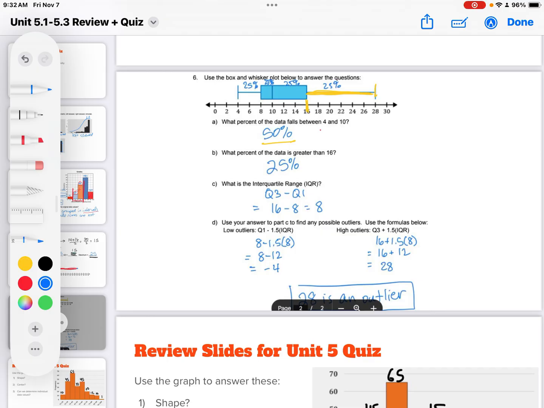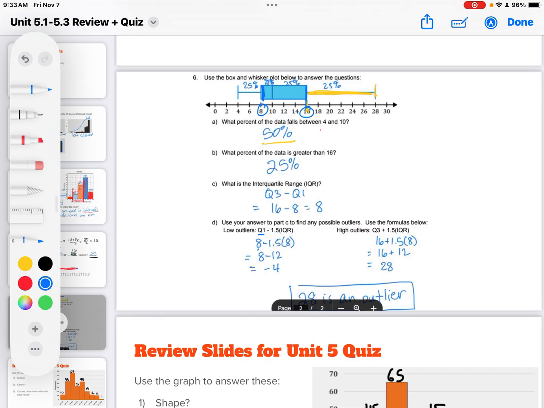To find the interquartile range, you're going to take your Q3, which is your 16 here, and subtract your Q1, which is going to be this 8. So 16 minus 8 is 8. And then to find your outliers, you're going to use the formula for low outliers. You do your lower quartile, so Q1 minus 1.5 times the IQR. So in this case, it's 8 minus 1.5 times 8. If I multiply 1.5 times 8, I get 12, and so 8 minus 12 is negative 4. All right. So if you had a value of negative 4 or lower, that would be a lower outlier.